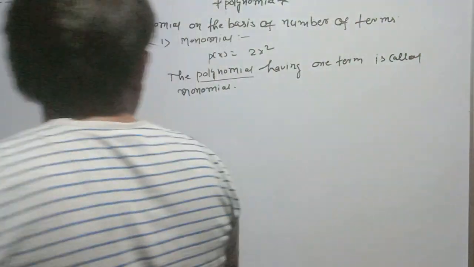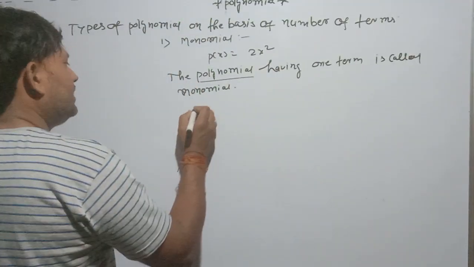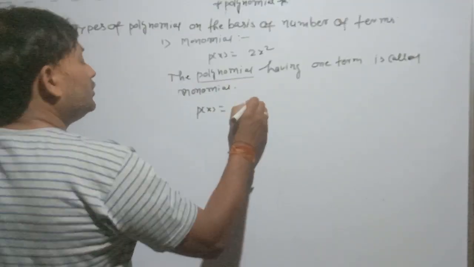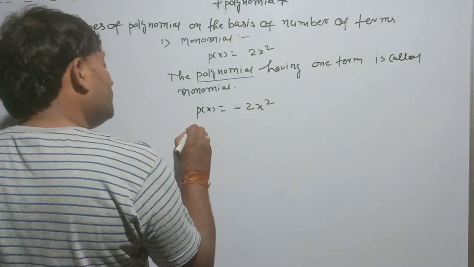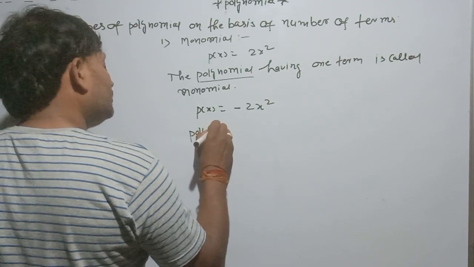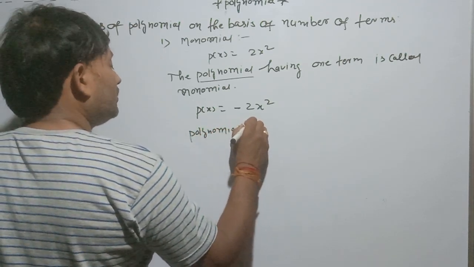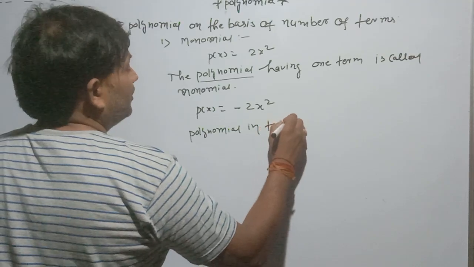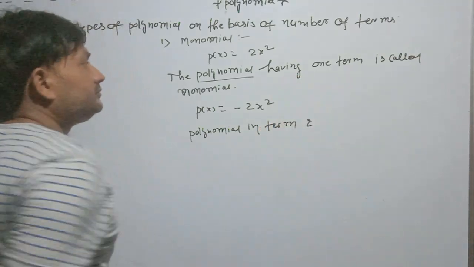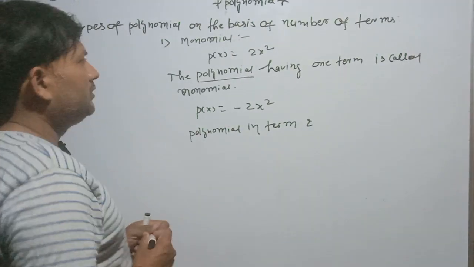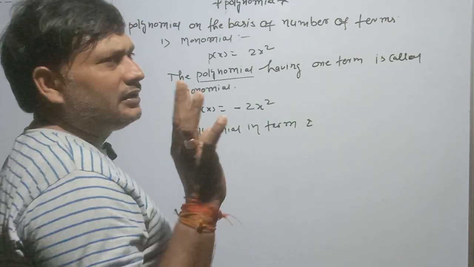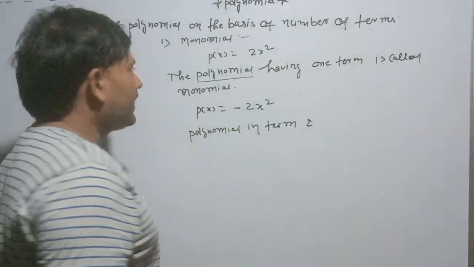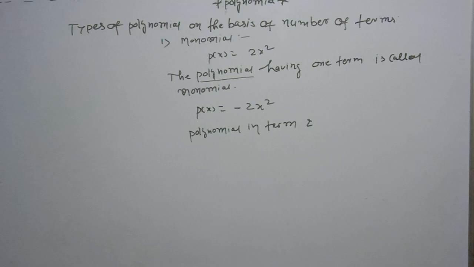Getting? Suppose that p(x) = 2x² - 2x². You can read that as a polynomial in one term. So you have to write in your own language, only one term, and it can be of any power. Okay, that is for the monomial. Next, binomial.